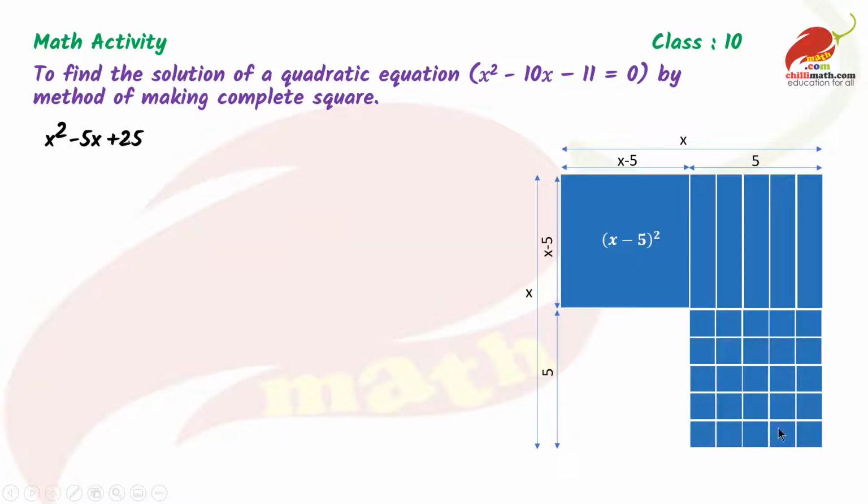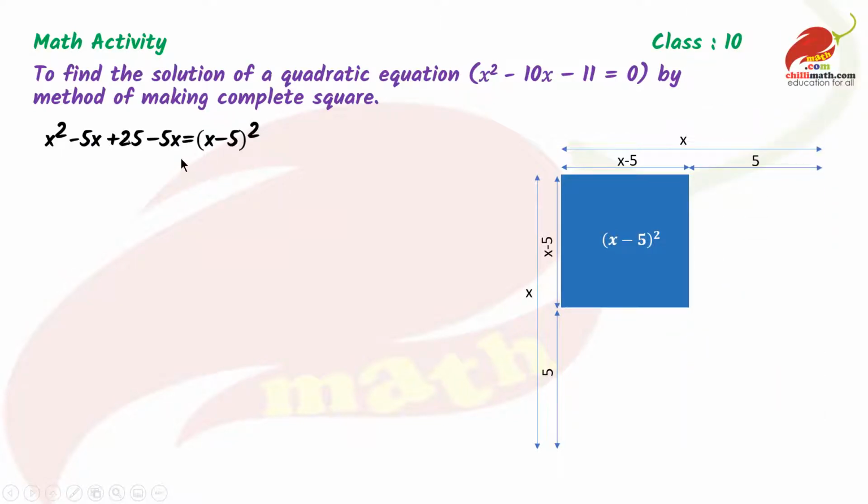Now as we have added these 25 squares and this area is now 5x, we can subtract it. So subtracting from the equation, we are left with a square of side x minus 5. So its area is (x minus 5) whole square. On solving, we get x square minus 10x plus 25 equal to (x minus 5) whole square. But in the given equation, x square minus 10x minus 11 is there.